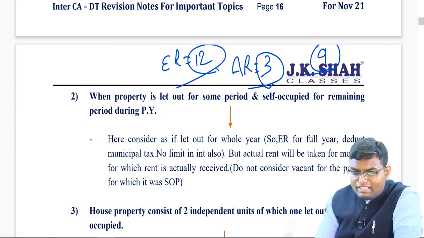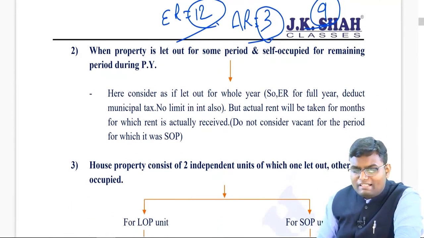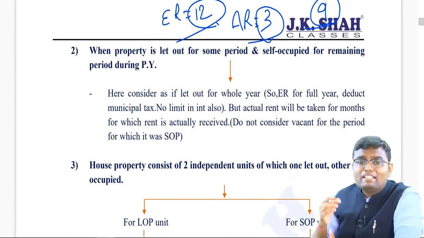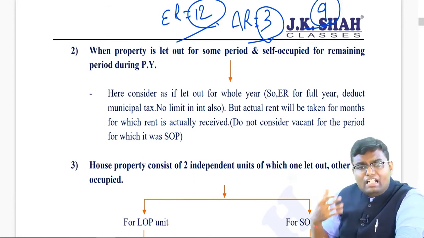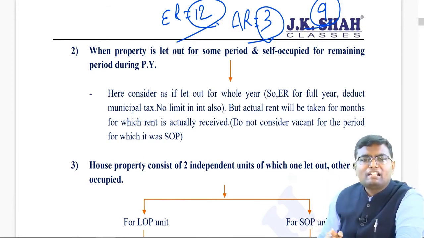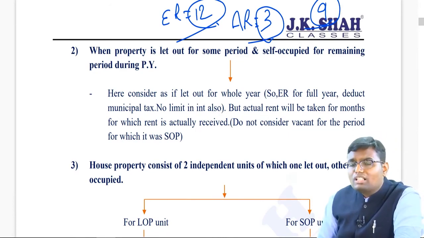So when property is let out for some period and self-occupied for the remaining period during the previous year, consider it as if let out for the whole year. So expected rent for the full year. Deduct municipal tax, no limit in interest deduction also. But actual rent will be taken only for those months for which rent is actually received. Do not consider vacancy loss for the period for which it is SOP.